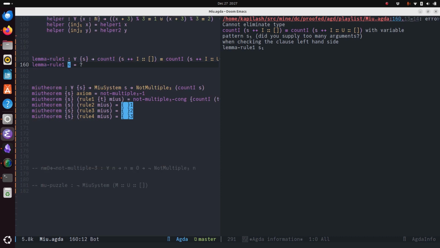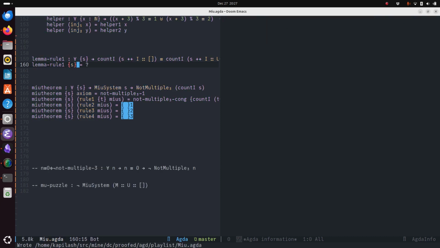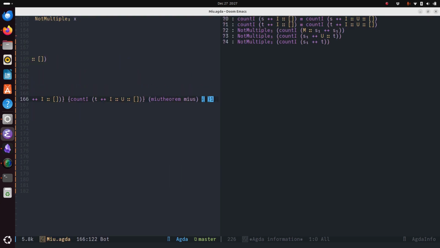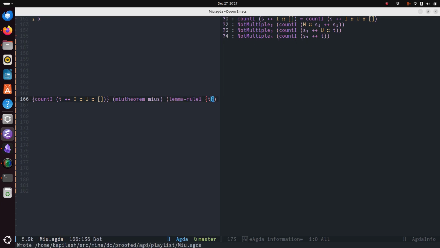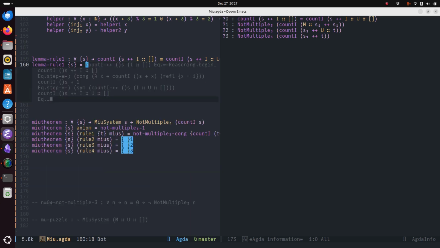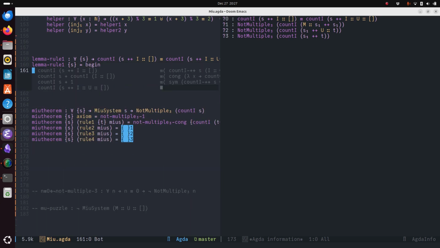Sorry, right. Now if we can prove this lemma, then our theorem is true for rule 1 of t. So if we can prove this lemma, then our theorem is true for the rule 1. Now how do we go about this? Agda allows us to do what is called equational reasoning.